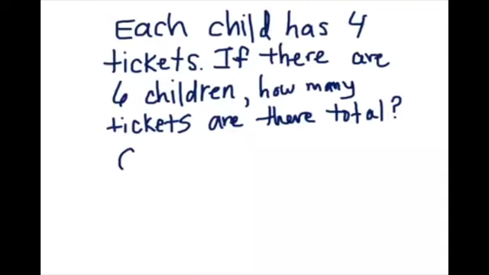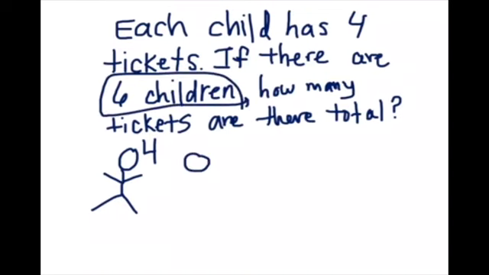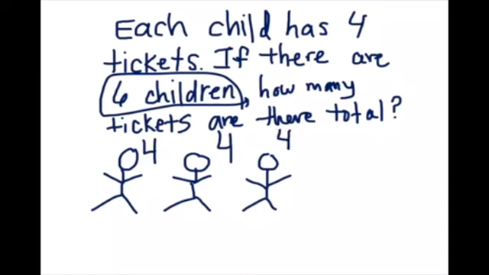Okay, so I'm just going to draw a child right here. Don't judge my drawing, please. I just want to make it nice and fast. I know that this child has 4 tickets. And how many kids do I have to draw? 6 of them. Okay, so here's another kid. That one has 4. Here's another kid. 4. Because that's how many tickets each child has, right? Okay, here's another one. He has 4. Here's another kid. This kid has 4.